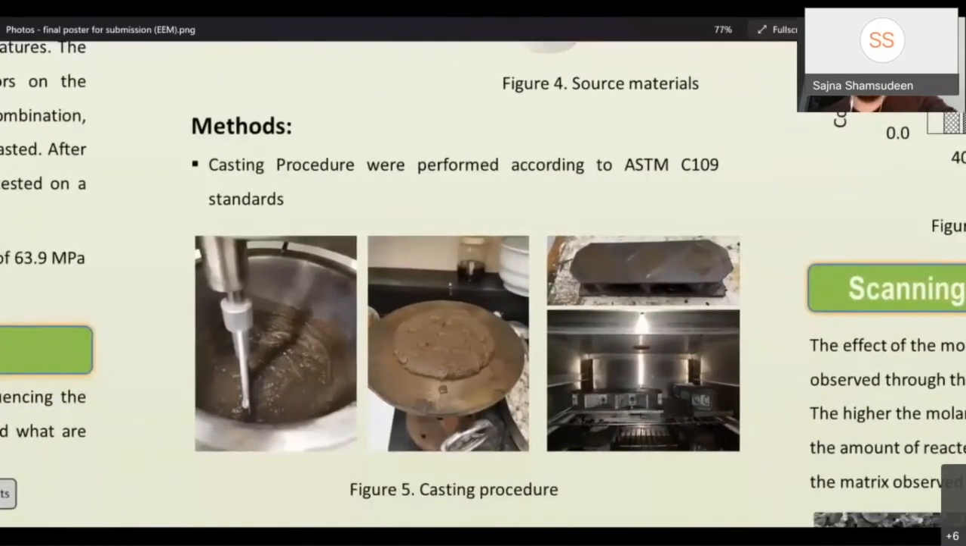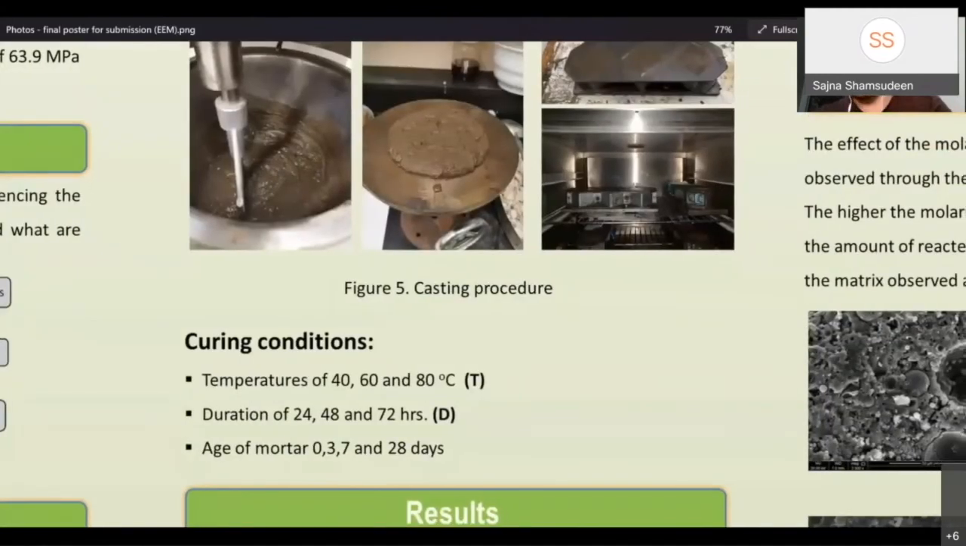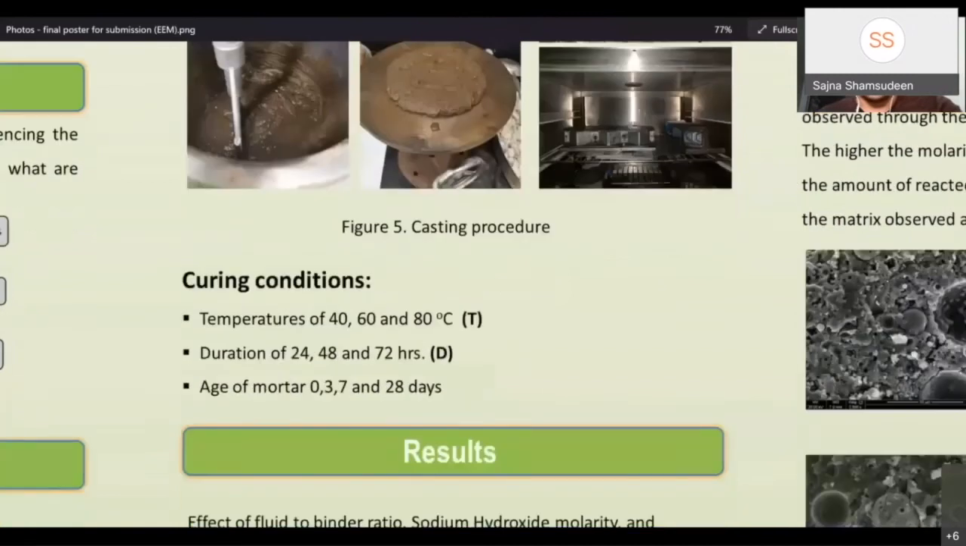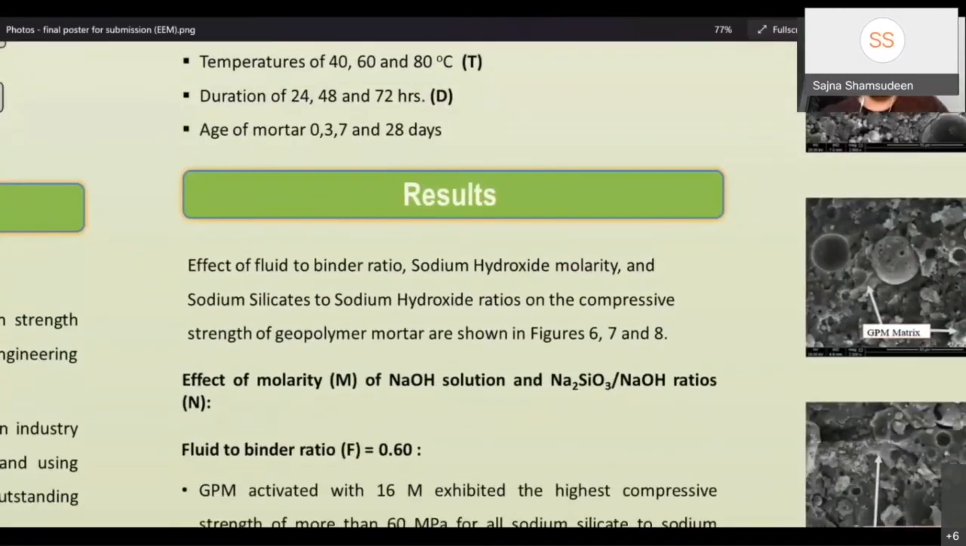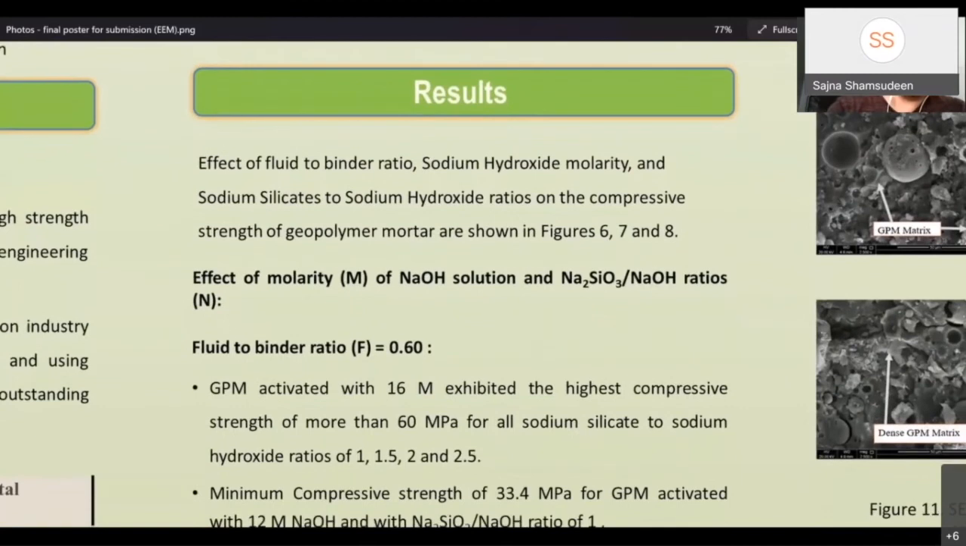The methods: we followed the procedure according to the ASTM standard for producing mortar. As you can see here, we prepared the alkali activated mortar, the geopolymer, and then we placed it in the oven for curing. The curing duration was among the variables that we included in the study: temperature, duration, and age of mortar.